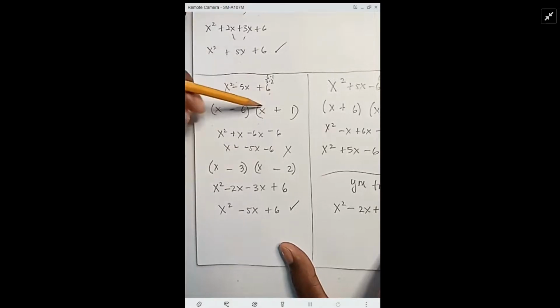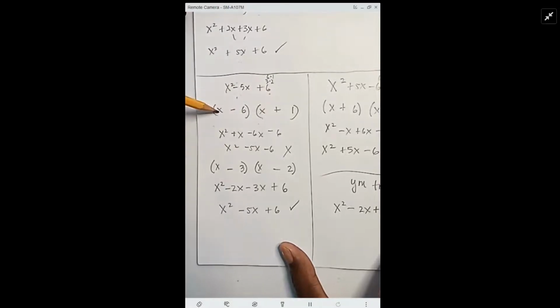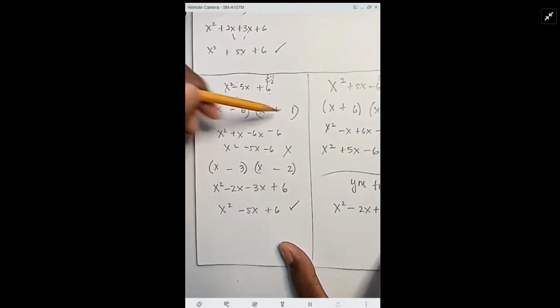So I get x squared plus x minus 6x minus 6. We see we have this minus 6. When I add those together, I do get my negative 5, but I have a negative 6. So let's try the other way.